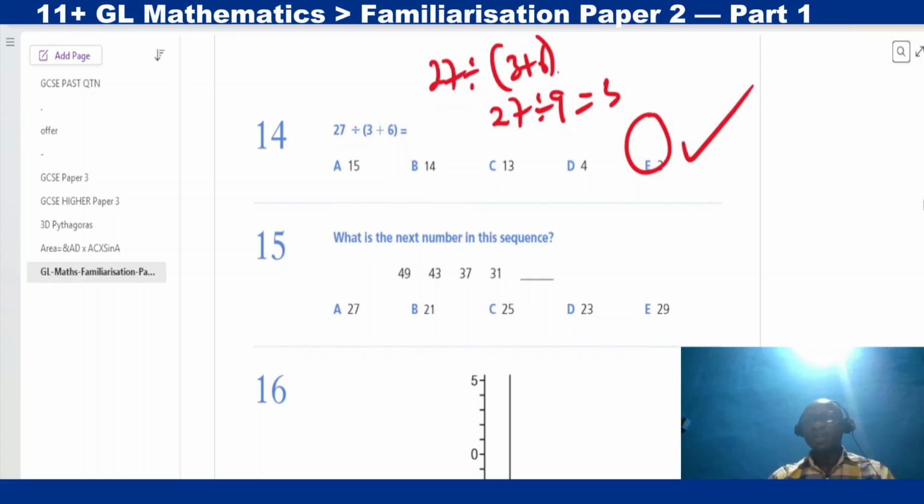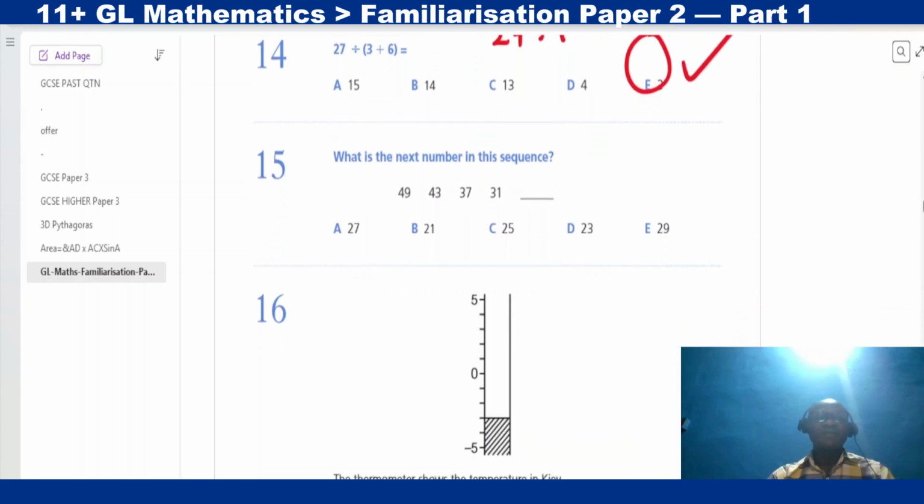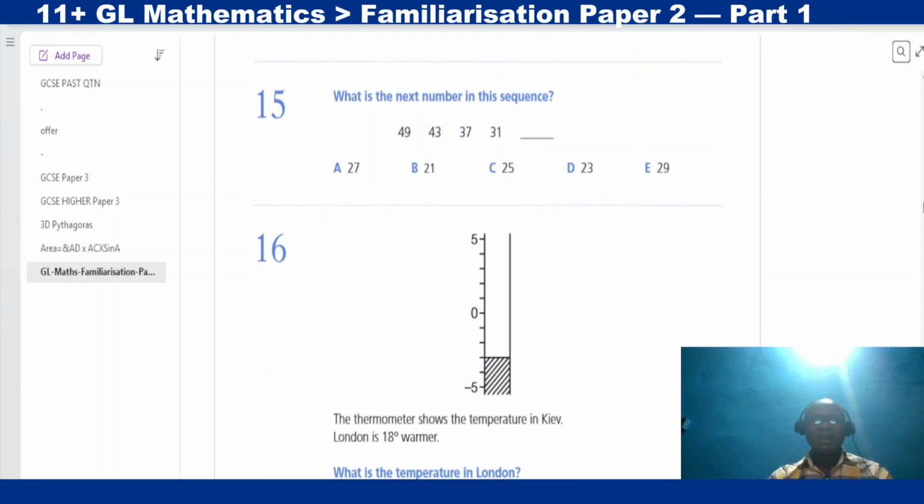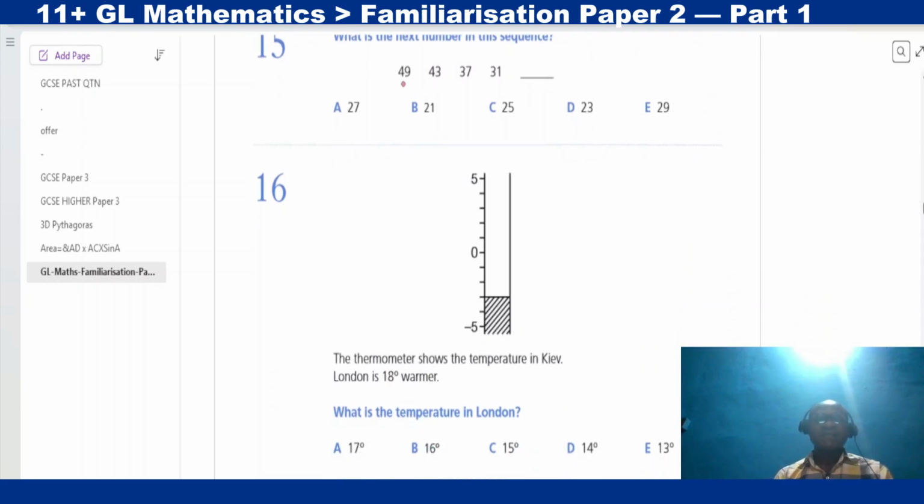Then we move to question number 15. You say, what is the next number in this sequence? Let's find the difference between the two. 49 subtract 43 is going to give us 6. Therefore, we subtract 6 from 31. So 31 subtract 6 is going to give us 25. So the right option here is option C.